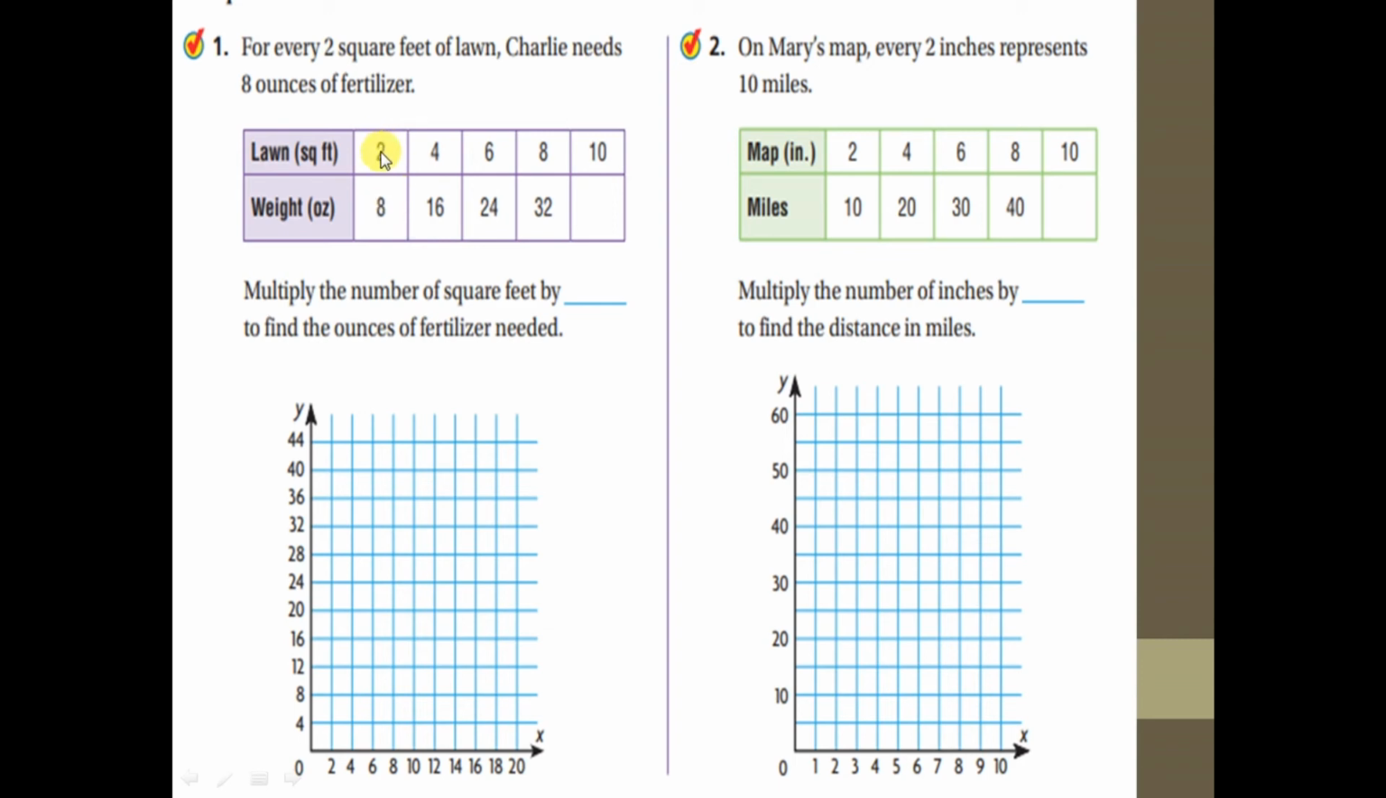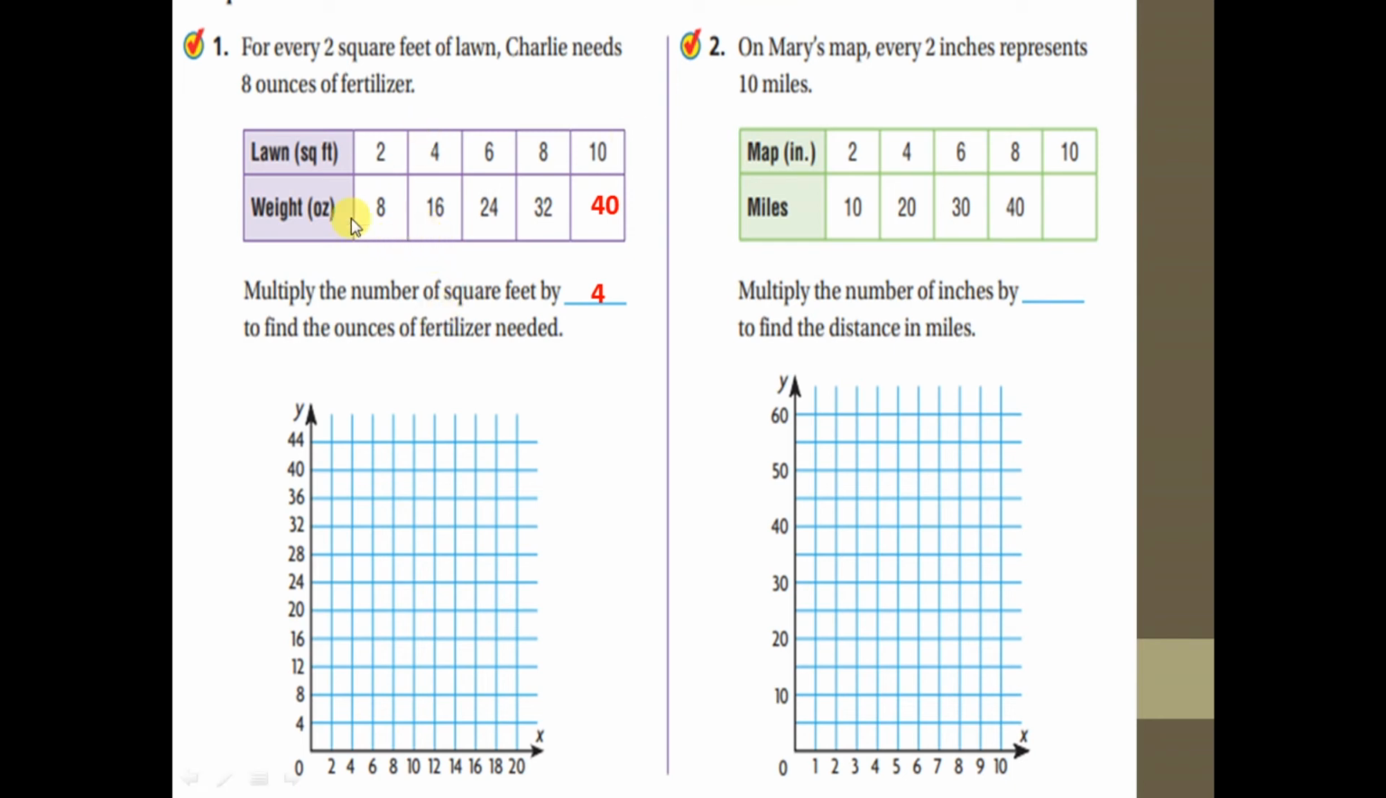Let's see what I multiply by 2 to give me 8. We multiply by 4. So let's check here. 4 times 4, is it 16? Yes. 6 times 4, is it 24? Yes. 8 times 4, is it 32? Yes. And finally 10 times 4 is equal the missing number, which is 40. So multiply the number of square feet by 4. So we proved that the rule of multiplying by 4 is right.